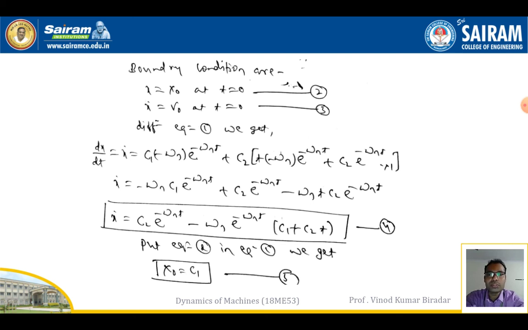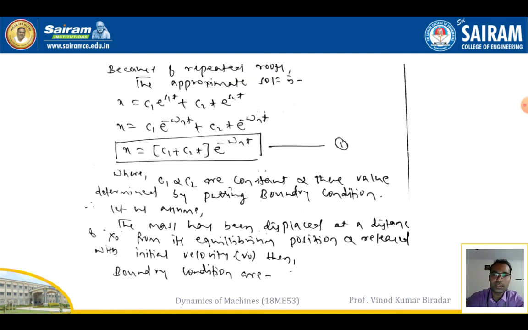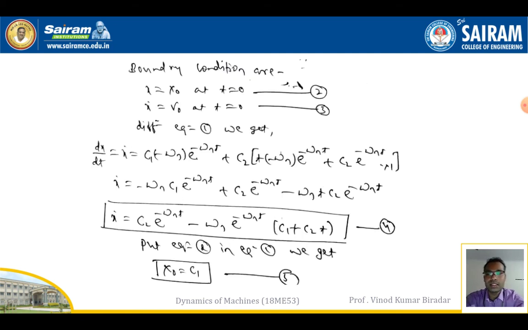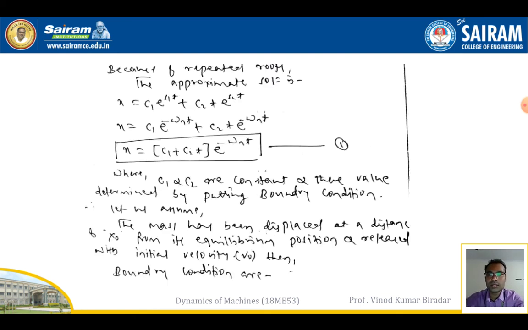Now we differentiate equation number 1 with respect to t. So what we are going to get: see here, the differentiation of this e to the power of minus omega n.